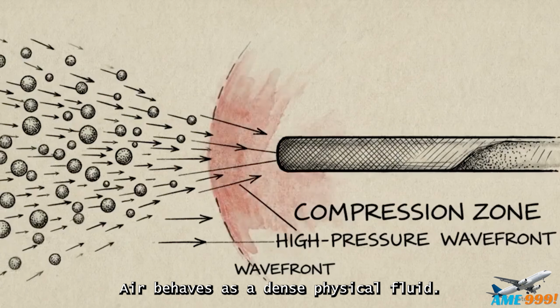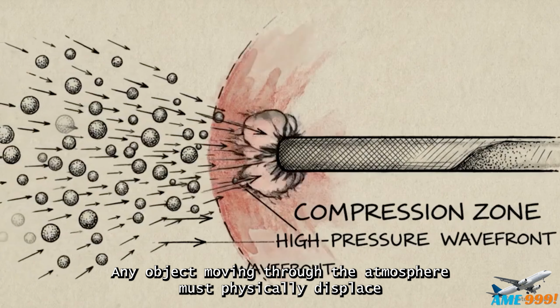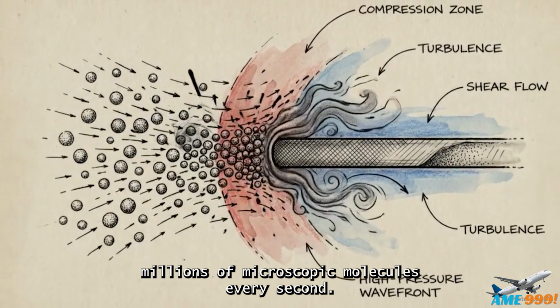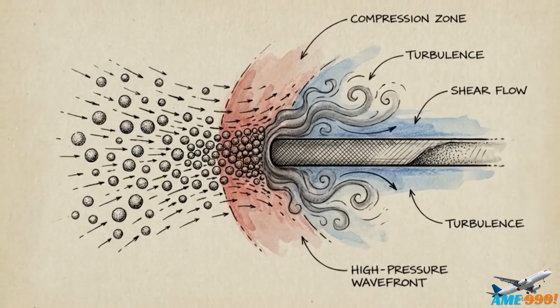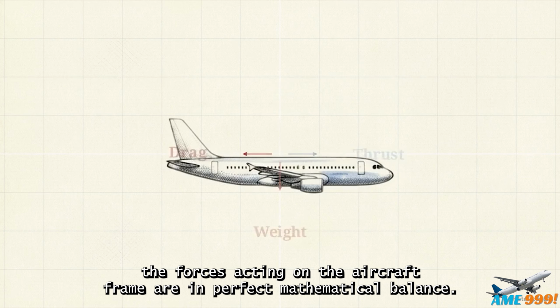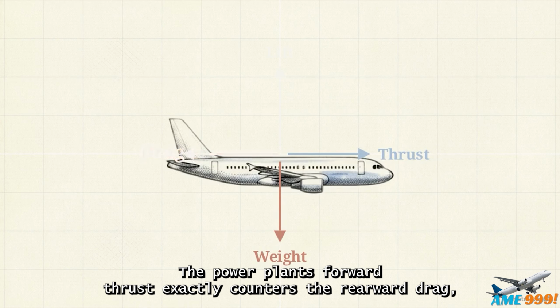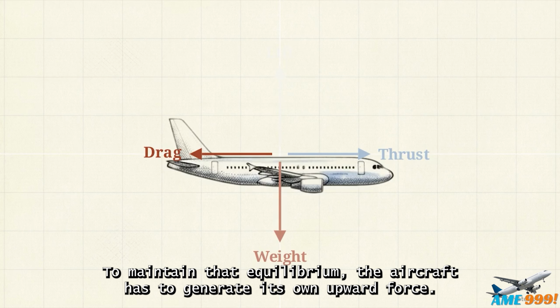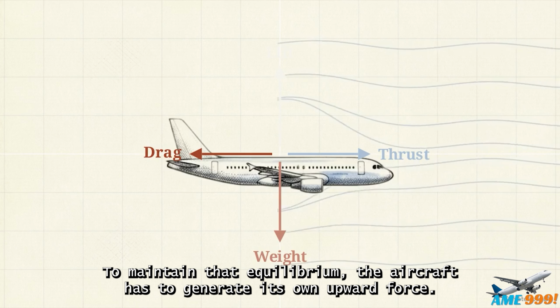Air behaves as a dense physical fluid. Any object moving through the atmosphere must physically displace millions of microscopic molecules every second. This diagram shows an aircraft in unaccelerated, straight and level flight. In this state, the forces acting on the aircraft frame are in perfect mathematical balance. The power plant's forward thrust exactly counters the rearward drag, and the upward lift exactly matches the downward pull of weight. To maintain that equilibrium, the aircraft has to generate its own upward force.